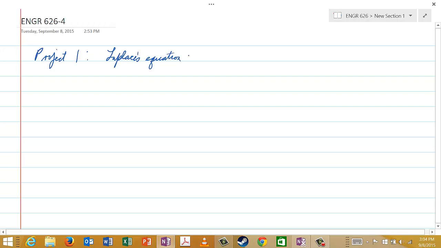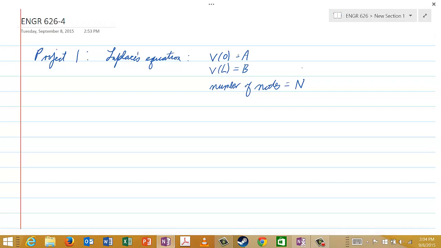Okay, so in project 1, you're writing a code to solve Laplace's equation with the following boundary conditions: V of 0 is equal to A, V of L is equal to B, and the number of nodes is equal to N. As we've said before, you should write your code in such a way that you can easily vary A, L, B, and N near the top of your code, and it will be unnecessary for you to make any other changes in your code when I request you to change one of these 4 parameters.